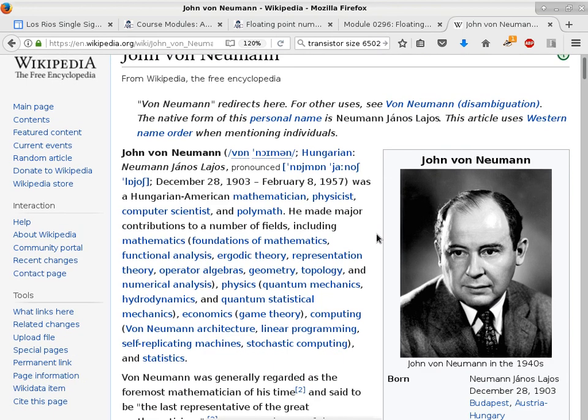He is many things. His expertise includes all of the following. This is just including, it's not an exclusive list. He is an expert in mathematics, not really surprising, because computer science is a branch of math. Within the branches of math, he has foundations of math, functional analysis, ergodic theory, representation theory, and so on. He also knows his physics: quantum mechanics, hydrodynamics, quantum statistics, economics, computing, linear programming, self-replicating machines, and statistics. And the amazing part is he's not your typical jack of all trades, master of none. He's master of all.